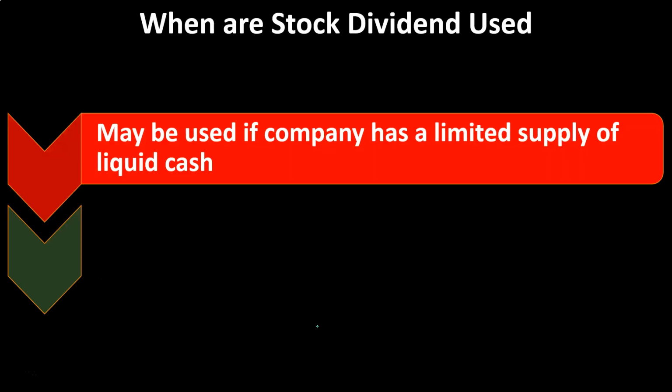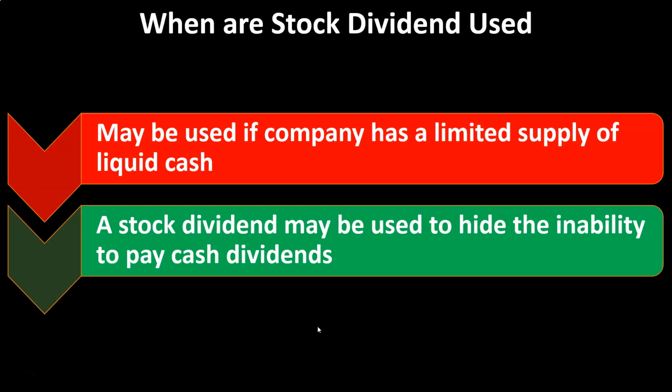So when are stock dividends used? They may be used if the company has a limited supply of liquid cash. That's going to be one of the most common reasons. You might still want the standard cash dividend. There might be some tax implications that could be involved as well, but usually you'd like the cash dividend. If they don't have the cash, if there's some kind of cash problem, then they might issue the stock dividend.